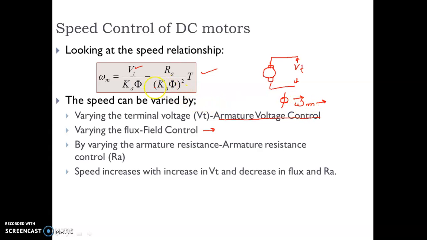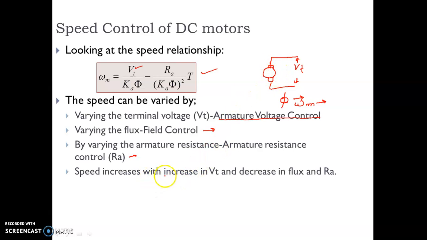But it is an inverse relation. So if flux is increased, the speed will decrease. If flux is decreased, the speed will increase. Another method is varying the armature resistance, Ra. This is called armature resistance control, means if we change the armature resistance also, then the speed can also be changed.